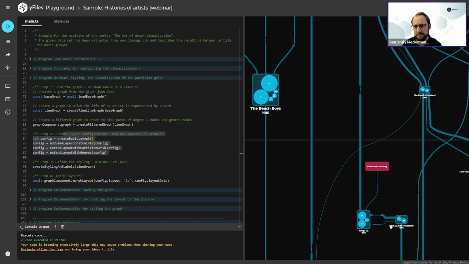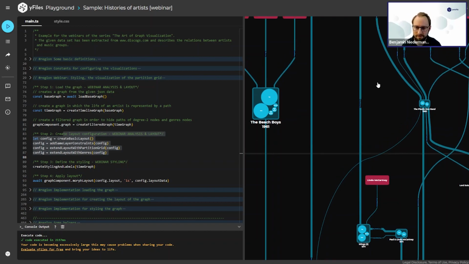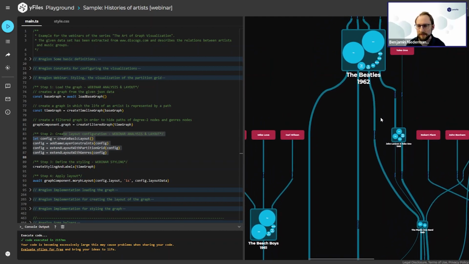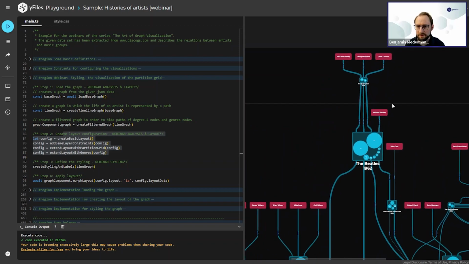In the later episodes, I will also show you other techniques like highlighting and animations that will help you to follow this path. So today it will be only about the layout, so where to place the nodes. So much about this visualization.